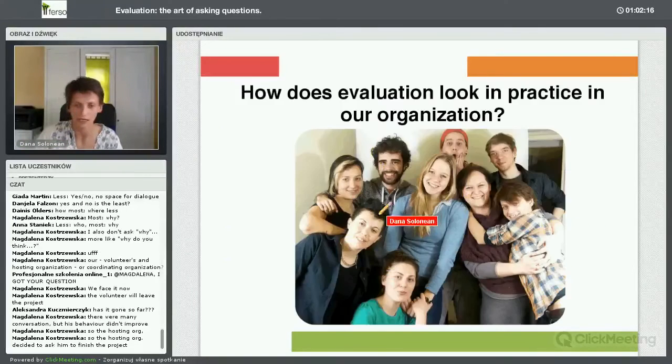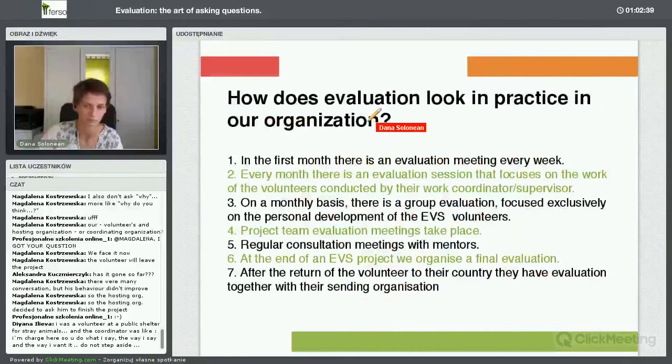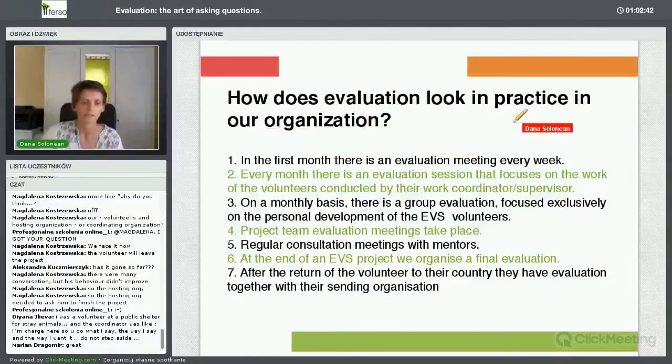Okay, and now I want to move to how evaluation looks in practice, and this will be the last part of my presentation. So this is me, some time ago, with my colleague, the project coordinator, and with our EVS volunteers. And I want to introduce you a bit to our system of evaluation. So we are doing it like this.